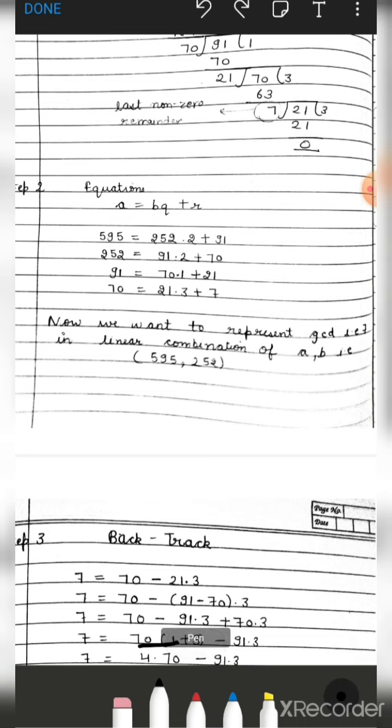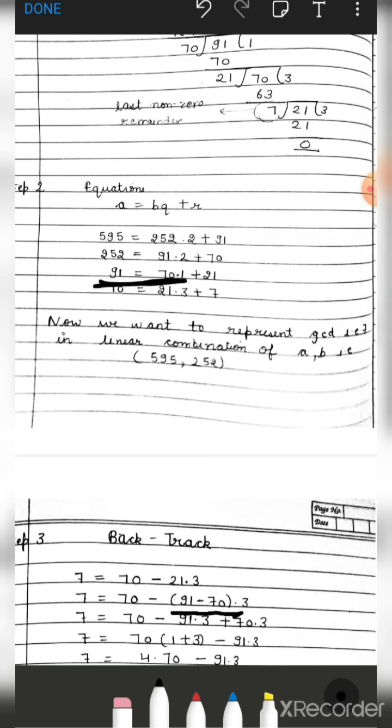first we'll find the value of 7 from this. We'll find the value of 7, that is 70 minus 21.3, and then from equation third we'll find the value of 21. That is 91 minus 70.1. Just put it here.